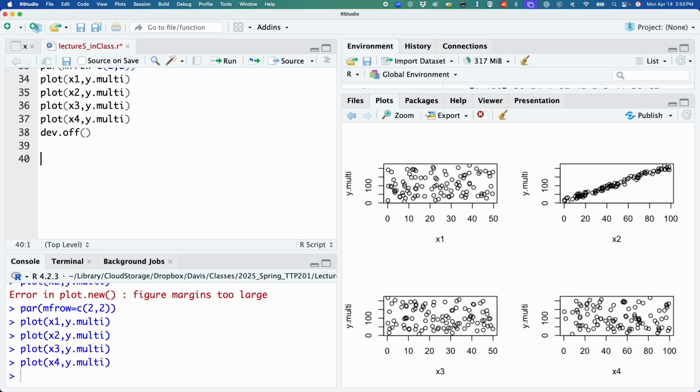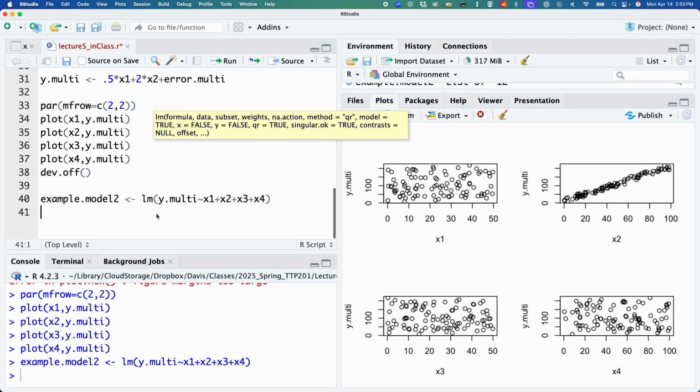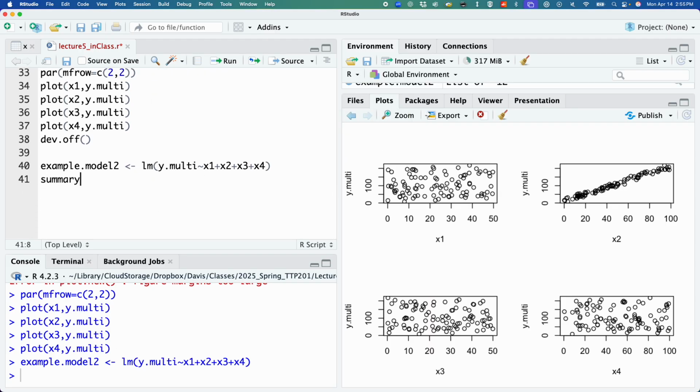Let's run a regression testing all of the data. So we're going to do a linear model of y.multi tilde x1 plus x2 plus x3 plus x4. Run that and look at the summary.